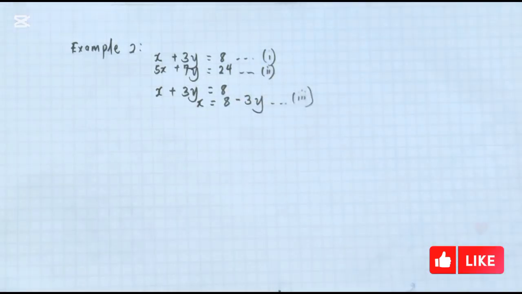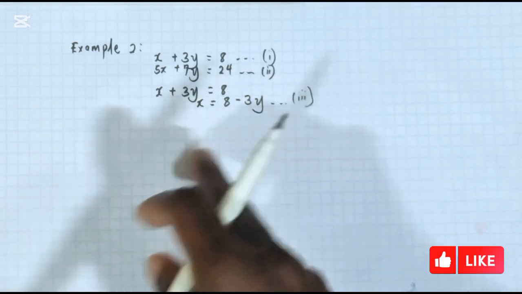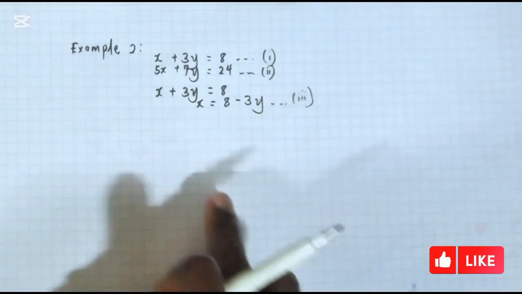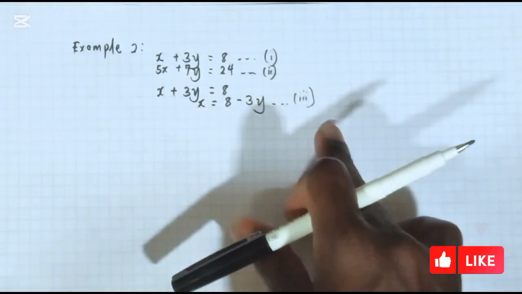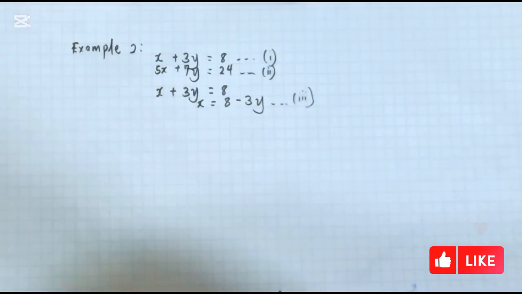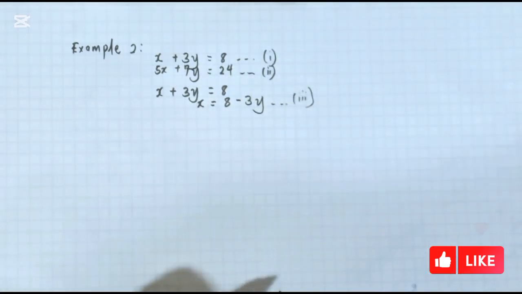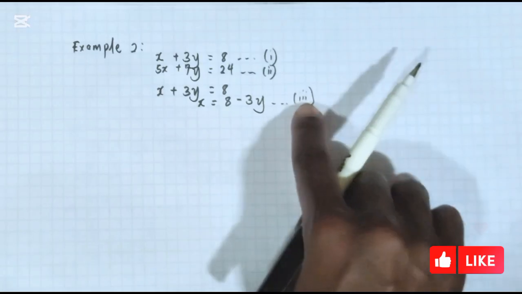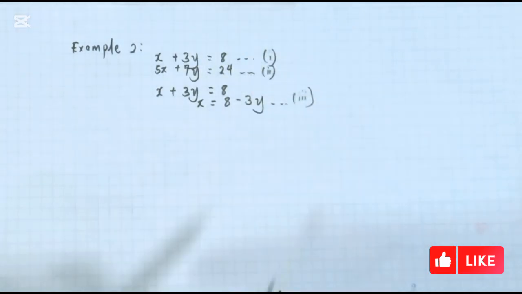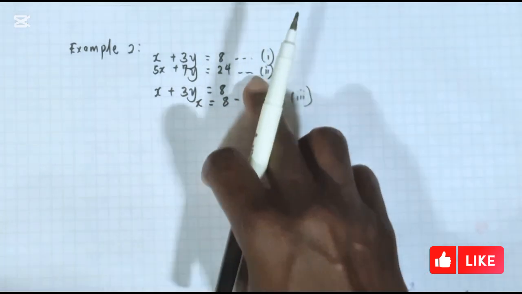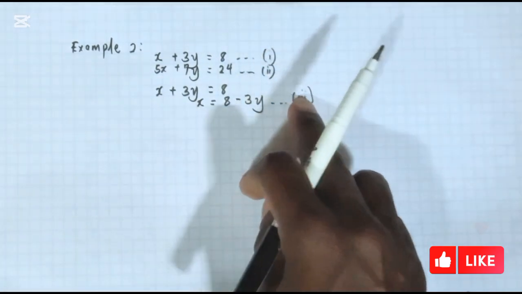Note that it's important that I call it equation 3 because it is the same equation that I'll use to find the value of x after I've found the value of y. The very act of making x the subject of the formula and forming equation 3 is what we call the substitution method. I'm going to then use equation 3 to find the value of y. Remember that I formed equation 3 by using equation 1. So for me to find the value of y, I'll use equation 2. I'll substitute equation 3 into equation 2.